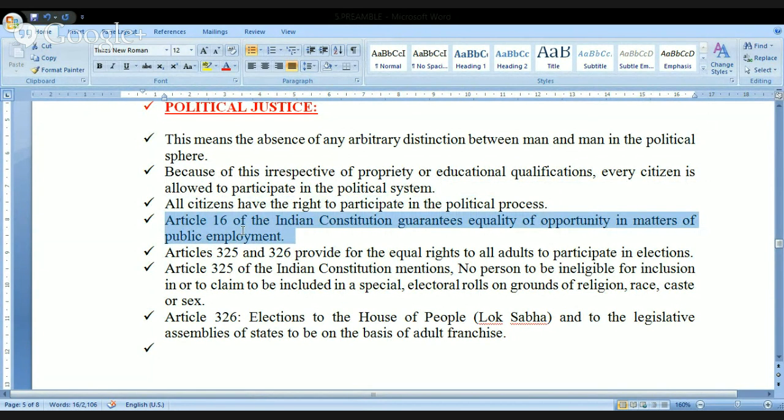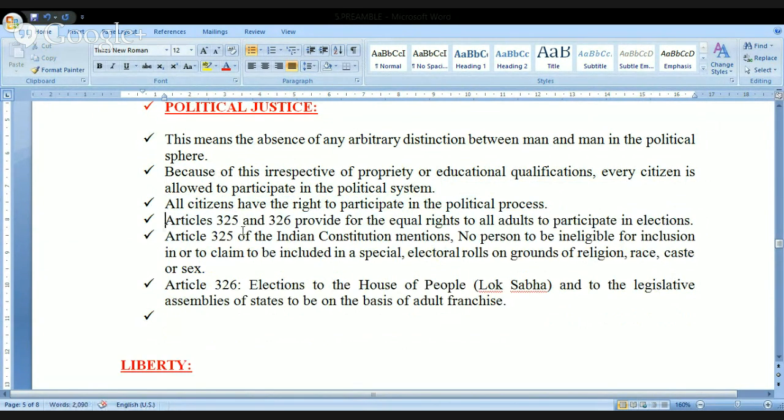So we are talking in terms of the employment. I'm just removing it now. If you look at Article 325 and 326, they provide for equal rights to all the adults to participate in the elections. Okay, they are providing equal rights to all the adults to participate in the election.